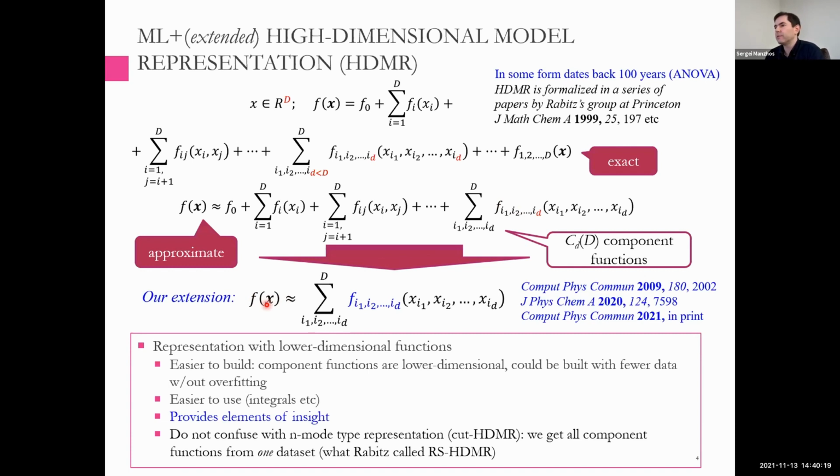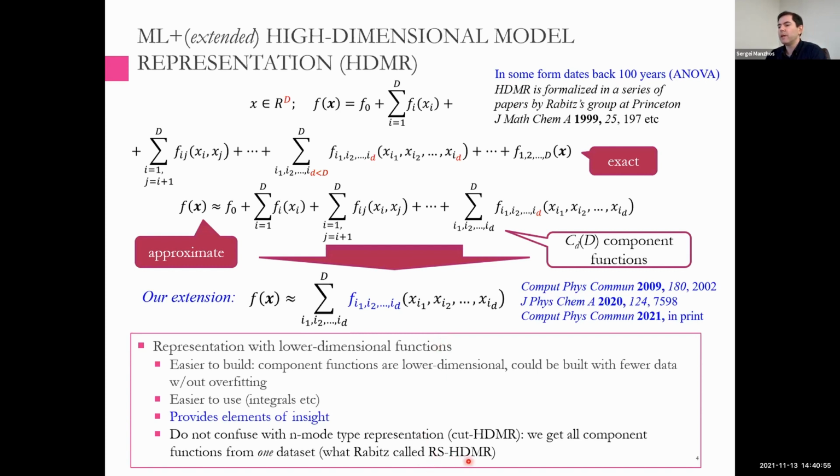And the determination of this component function would then require as many data sets as there are component functions, which is combinatorially explosive. What we are using is what Herschel Rabitz called random sampling HDMR, in which we determine all of our component functions from one and the same data set. The functions that we build are not the functions of the N-mode representations. They are determined all from one and the same data set. And the use of machine learning has certain advantages to build these types of representations.